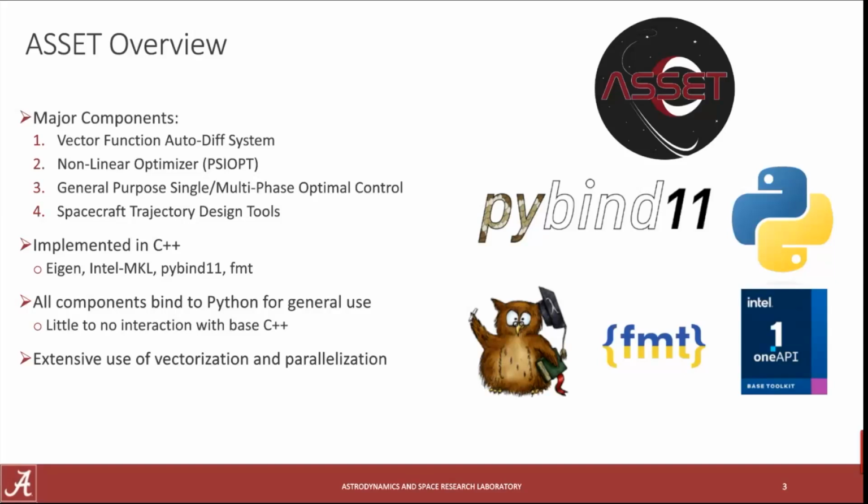It has a custom written nonlinear optimizer called SciOpt. It is a dual primal interior point optimizer with collocation transcription, and it is custom built into ASSET to handle this vector function auto diff system. So it is not numerically approximating your Hessian, for example. It's using the analytical adjoint Hessian of your problems.